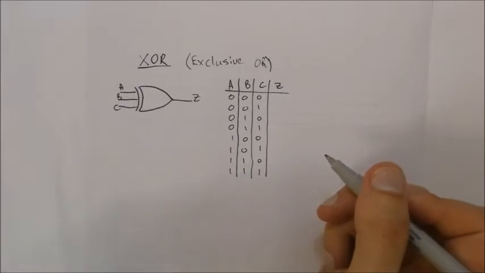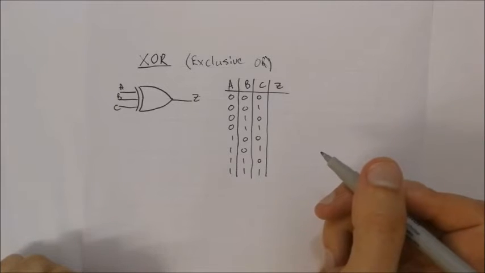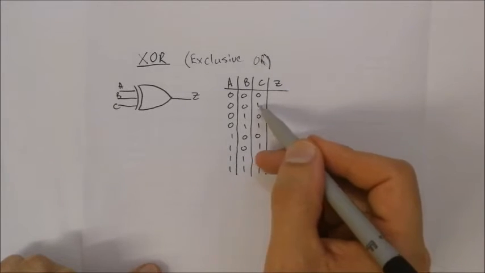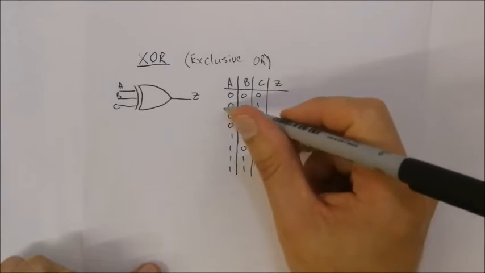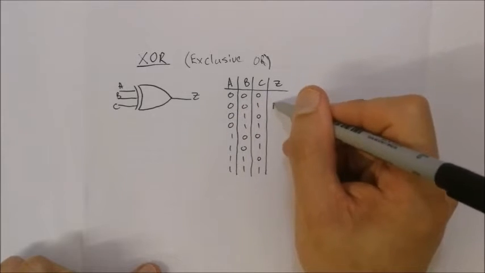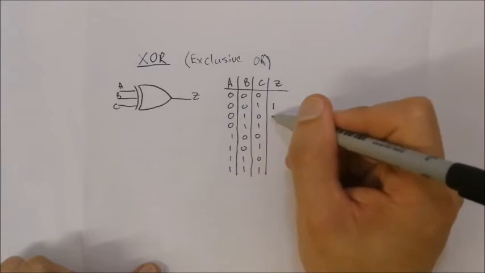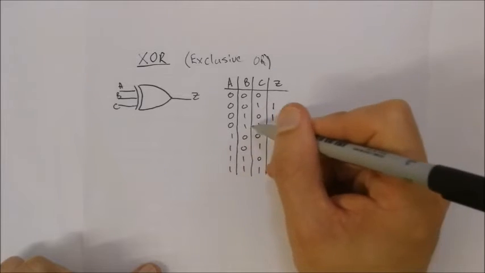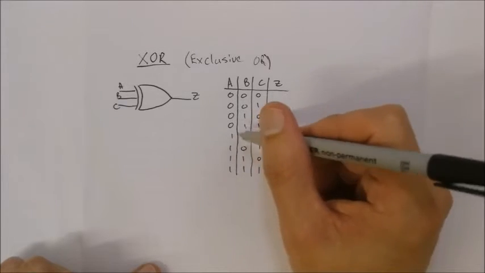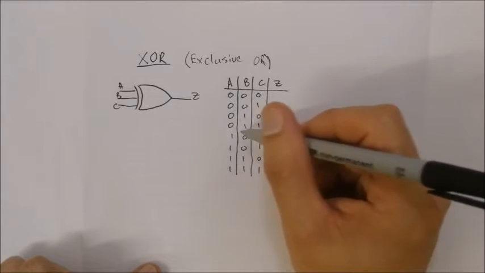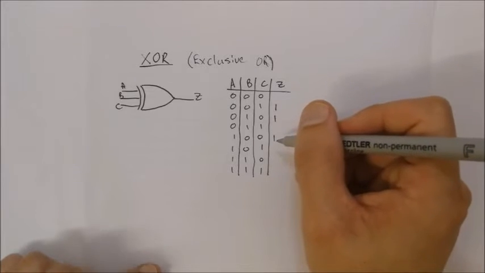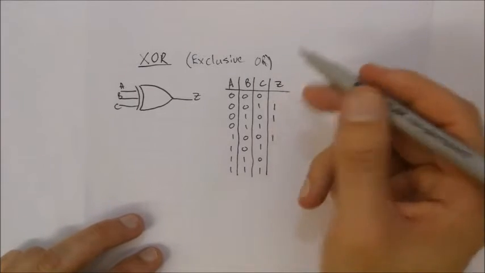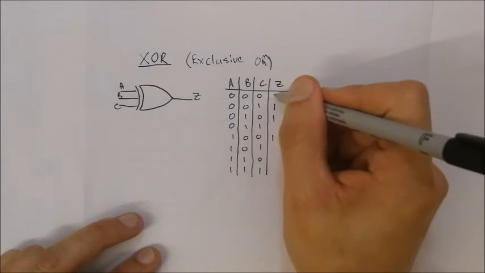Now, with the XOR gate, it's essentially a situation where if there's only one 1, the output would be 1. So we can look at this and say, well, that's quite easy. There's only one 1 over there. 0, 0, 1 would give you an output of 1, and 0, 1, 0 would give you an output of 1. 0, 1, 1, okay, that's not that situation. Over here we've got 1, 0, 0, so that's got only one input of 1, so we can place a 1 over there.